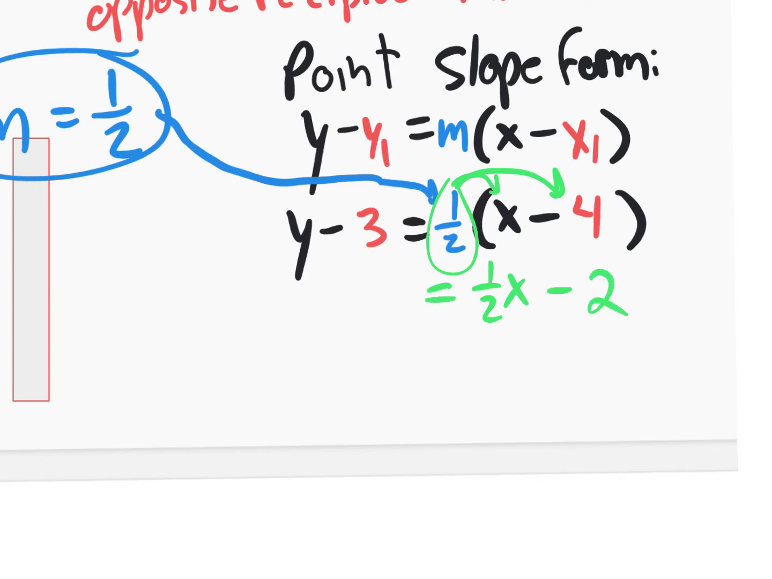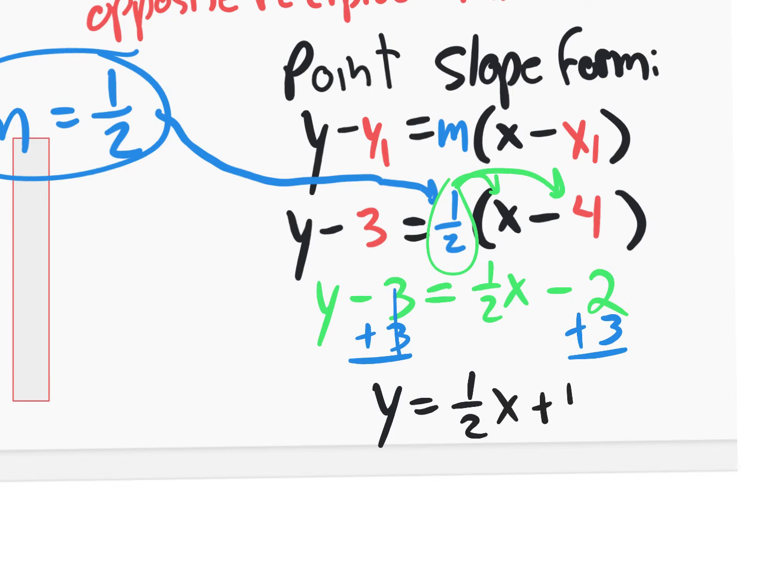Bring down the equal sign, bring down the y, bring down the minus and the 3. It's almost in slope-intercept form. It's almost having y by itself. It's almost in y equals mx plus b form. All we need to do is get rid of that minus 3 by doing the opposite. Plus 3 here, plus 3 over here. And we now have it in slope-intercept form. Y equals 1/2 x plus 1.